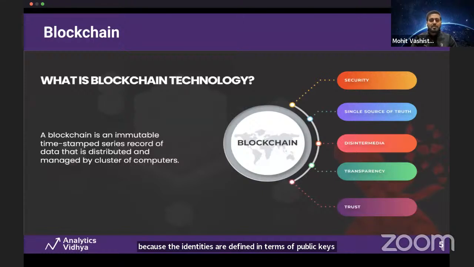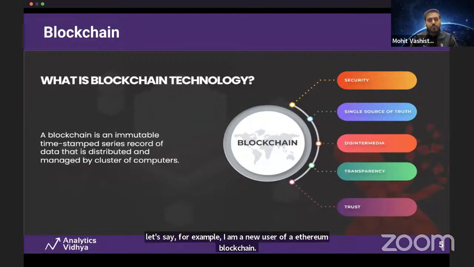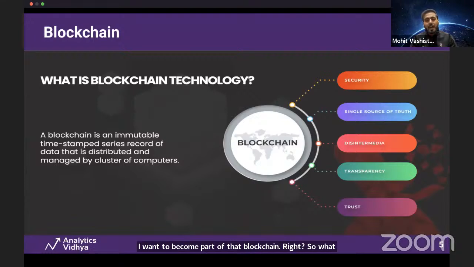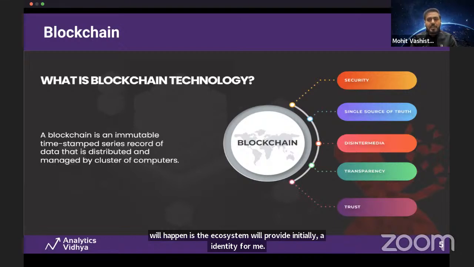Whenever, for example, I want to become a part of the Ethereum blockchain, let's say my computer wants to become part of it. We are talking about a cluster of computers, meaning a combination of multiple computers connecting in an ecosystem. Let's say I am a new user of the Ethereum blockchain and I want to become part of that blockchain. What will happen is the ecosystem will initially provide an identity for me, and that identity is in terms of a public key and private key.